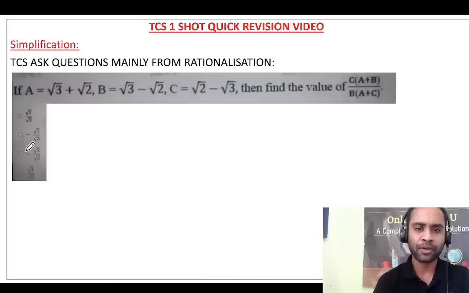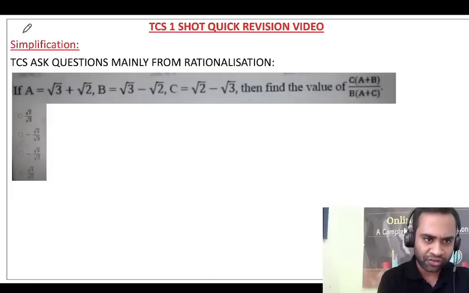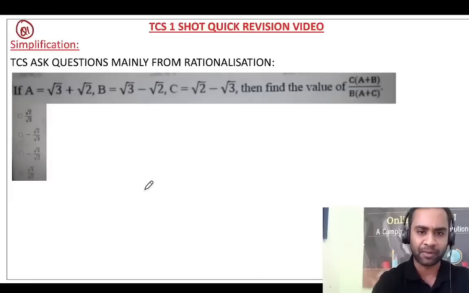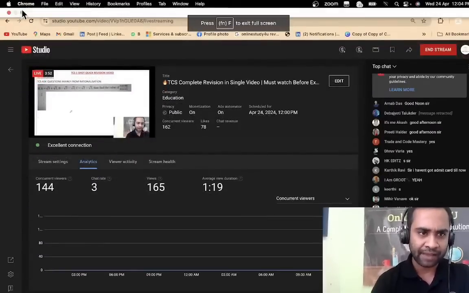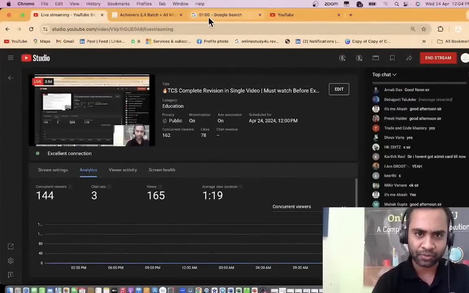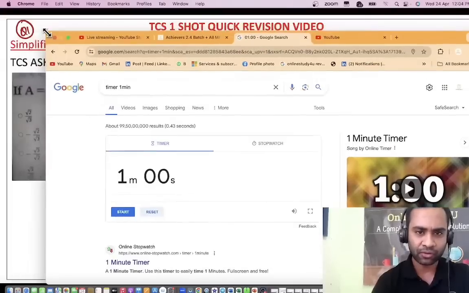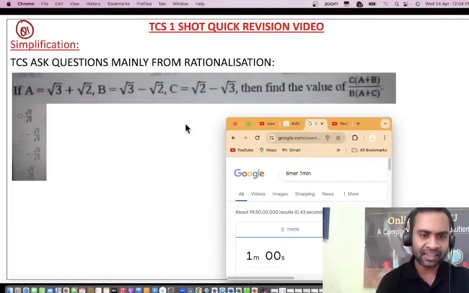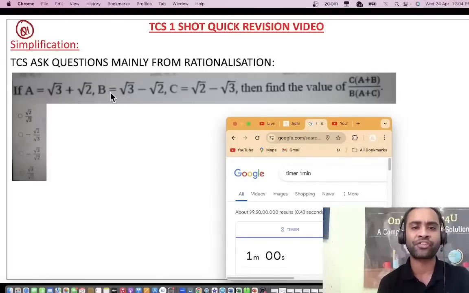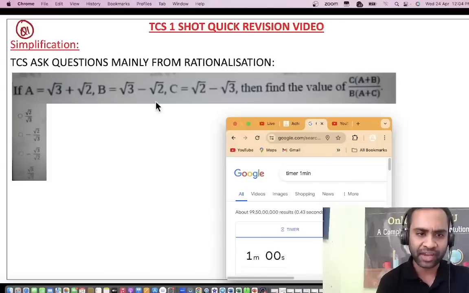Now this is one of the questions which you have to solve, and I'm going to start the timer. Along with that, I will be giving you the concepts, so don't worry at all, as usual. You will be learning the concepts. This is an actual problem of TCS. As I said, TCS mainly asks questions from rationalization or this kind of problem.